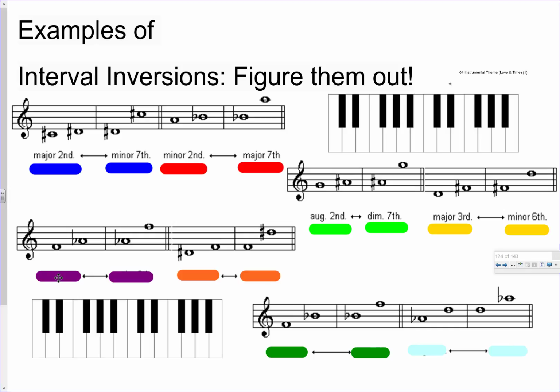Let's check out purple, F to A flat, minor third, A flat up to F, major sixth. Orange, D sharp to F, diminished third, F to D sharp, augmented sixth. And let's try the last set at the bottom.